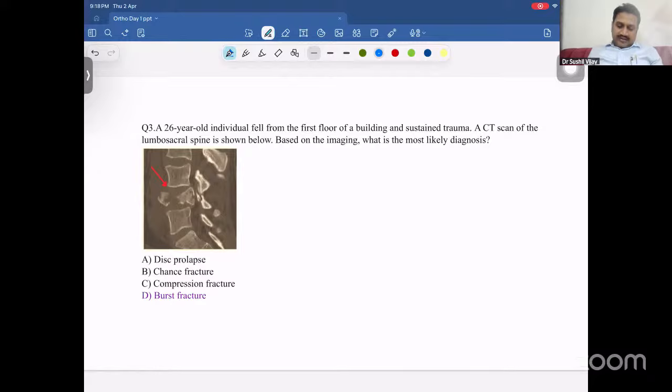All right. Okay, so a 26-year-old individual fell from the first floor of a building and sustained trauma. CT scan of the lumbosacral spine is over here. Based on the imaging, what is the most likely diagnosis?